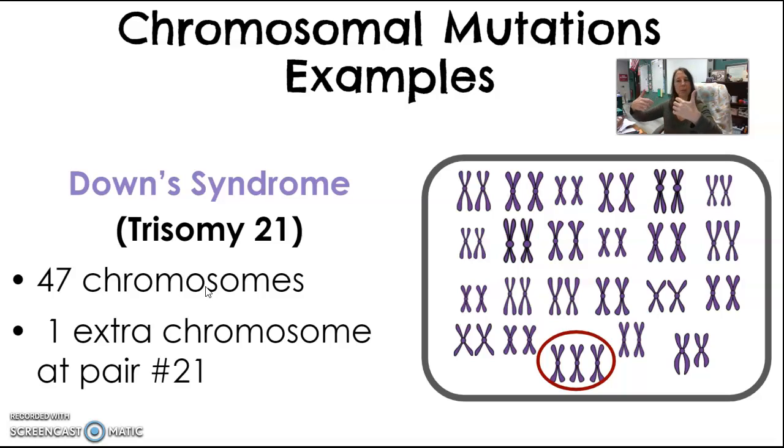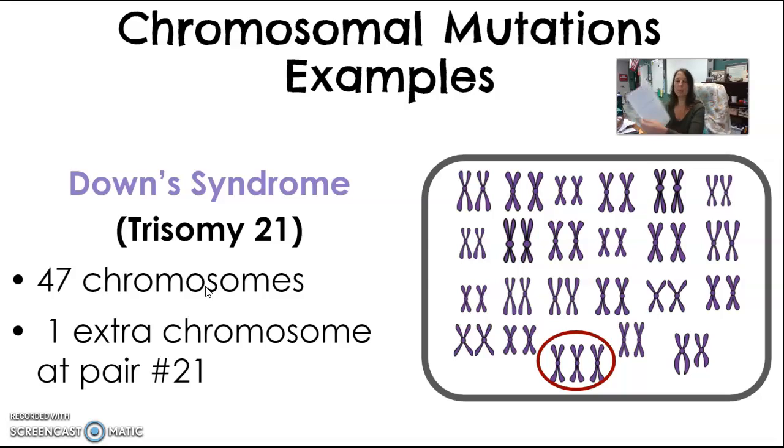Make sure you have something written down that explains non-disjunction. It's when the homologous chromosomes, when they pull apart from each other, an extra piece gets taken over and less is taken over to the other cell. So in the end, you have one cell with too many and one cell with not enough. Okay. Now, let's look at some examples, okay?